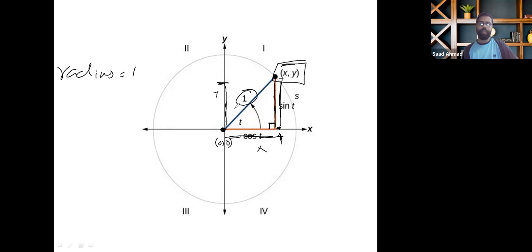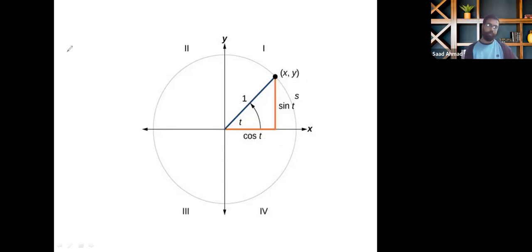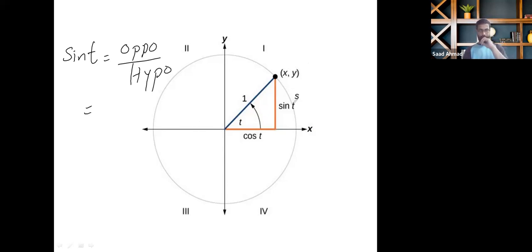Now I ask you, what is the sine ratio? Let's say the angle is t here. Sine of angle t will be equal to opposite over hypotenuse. The opposite height is y. From there to there, its length is y. So opposite is y and the hypotenuse is 1, and that equals sine of t. So y is equal to sine of angle t.